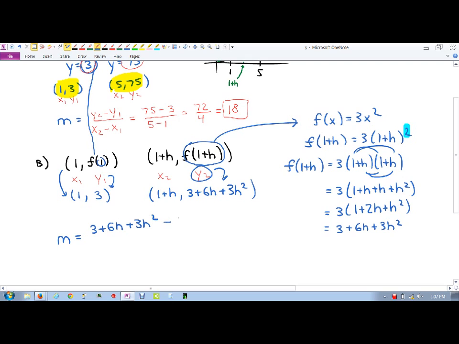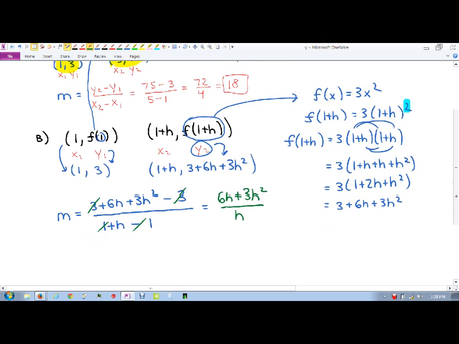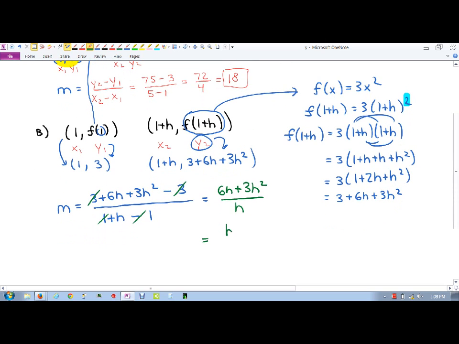We will take away from that 3, and then we will put that over x2, which is 1 plus h, minus x1, which is 1. So on the top, we get the 3's to cancel, which leaves us with just 6h plus 3h squared. On the bottom, we get the 1's to cancel, and we get h. Now, at this point, since every term has an h, we can factor an h out of the top, and then it will cancel, and what we're left with is 6 plus 3h, which represents the slope of the line connecting those 2 points.